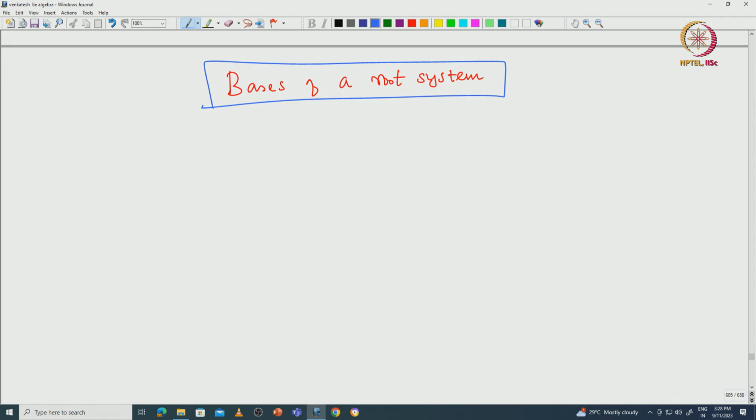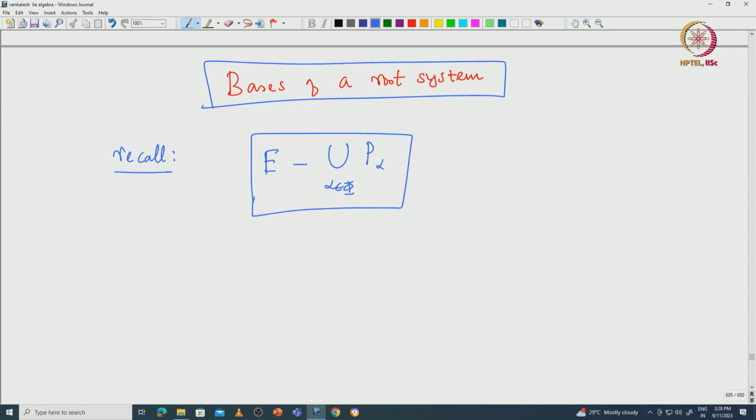So recall, we defined what are called Weyl chambers, which are connected components of E minus the union of P alpha, alpha in phi. So we looked at this union of P alpha, alpha in phi, and then the complement of that, which is E minus the union of P alpha, alpha in phi. Then we realize this can be written as a union of connected components, and those connected components we called Weyl chambers.